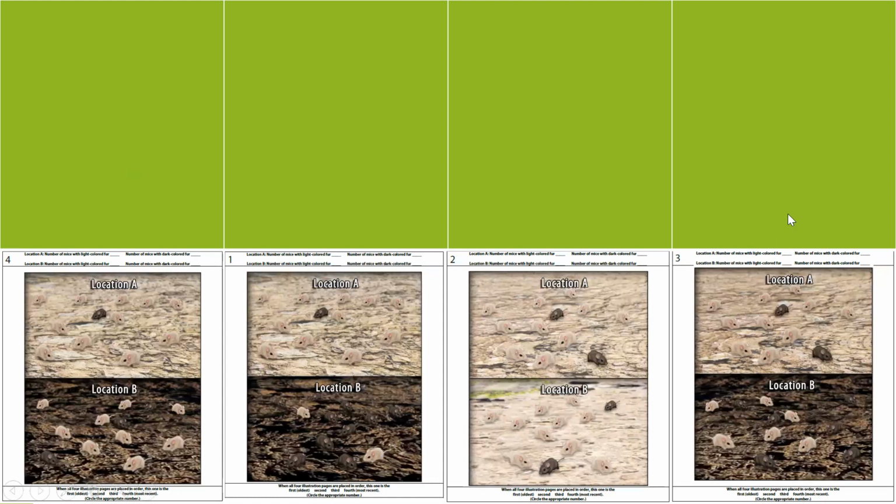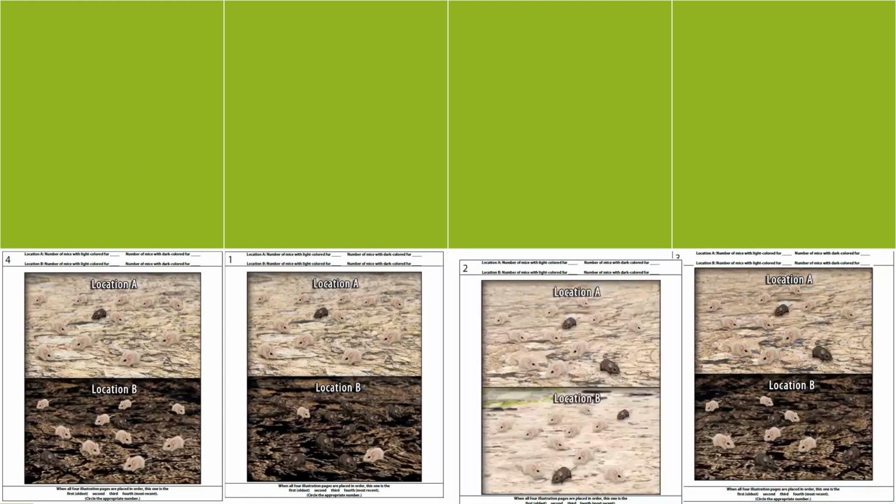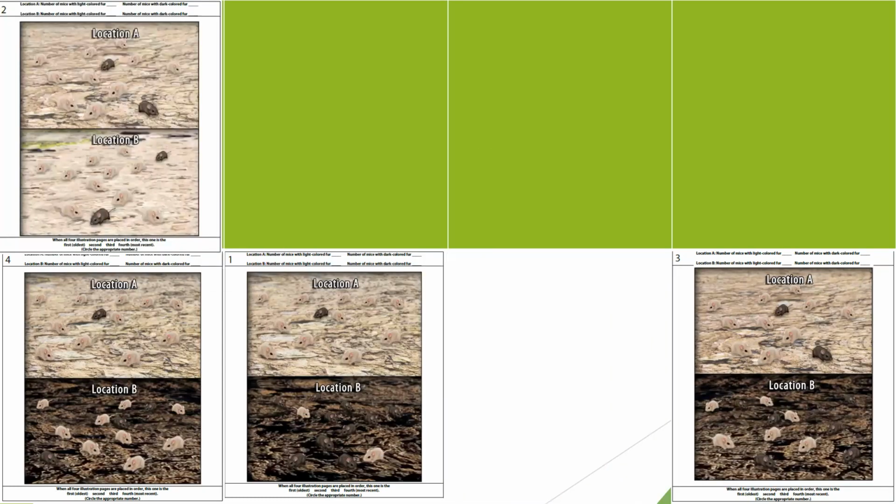But what we have essentially is an environment in both location A and B that are the same. All right, they're the same. And you've got sand in both environments, and you have a population of light colored mice. And in that mice population are a couple dark ones. Well, some event occurs that changes one of those environments.